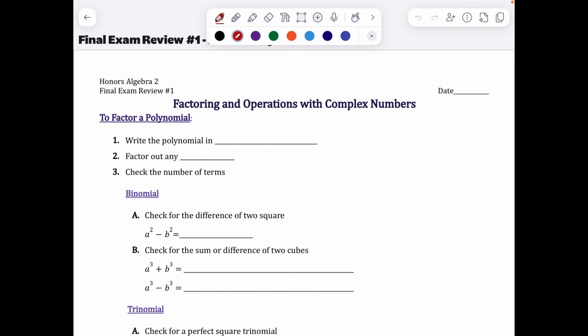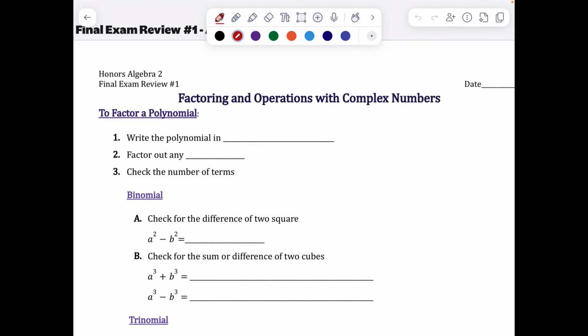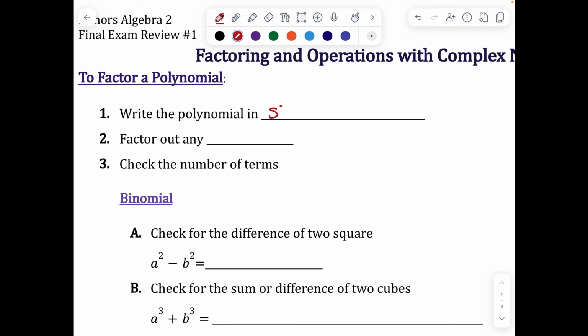We are starting on factoring and operations with complex numbers. So to factor a polynomial, the first step is that we want to write the polynomial in standard form. Then we're always going to want to factor out any greatest common factor, or GCF. Then we're going to check the number of terms.